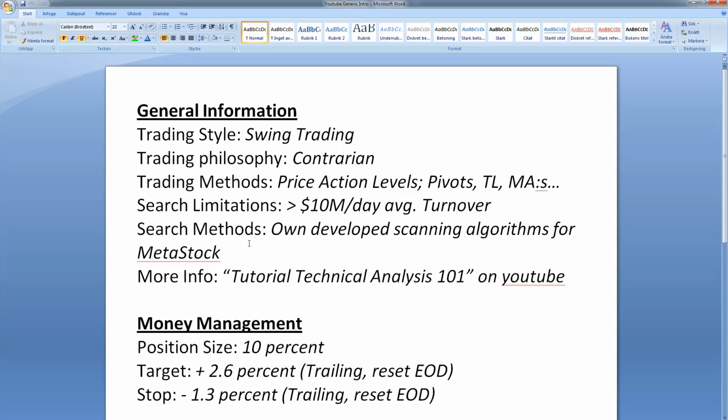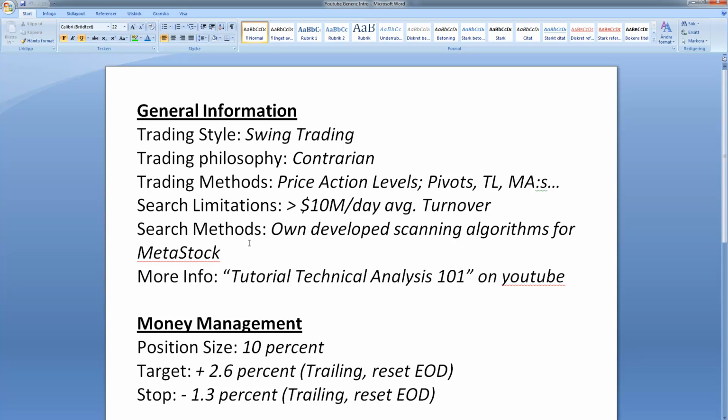First, I'm going to show you my operations, how I work. I'm a swing trader. I use contrarian setups. I take the setups from price action levels, peaks, troughs, trend lines, moving average. I need to have stocks that have more than $10 million in daily average turnover, or equivalent in euros or pound sterling. I built my own scanning algorithm in the platform Metastock.